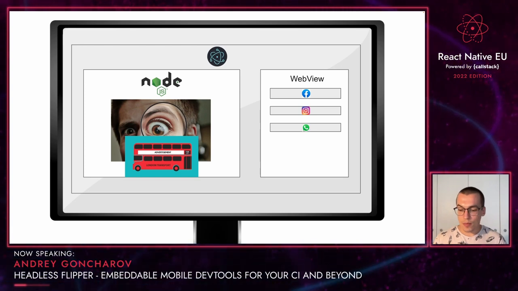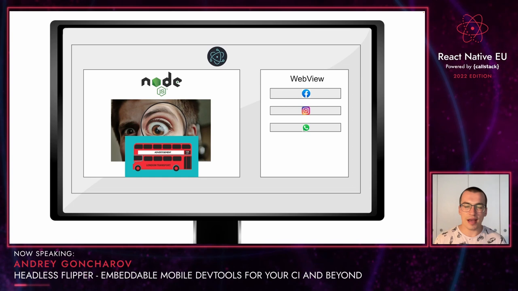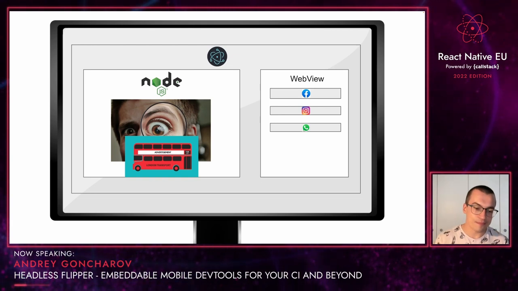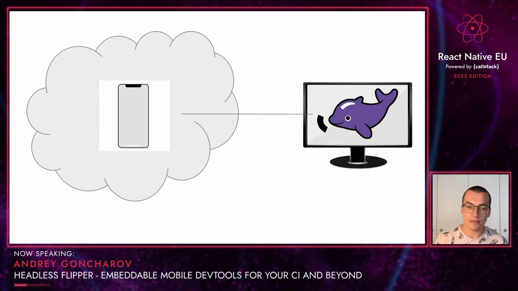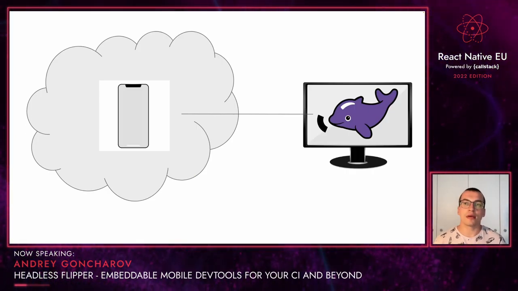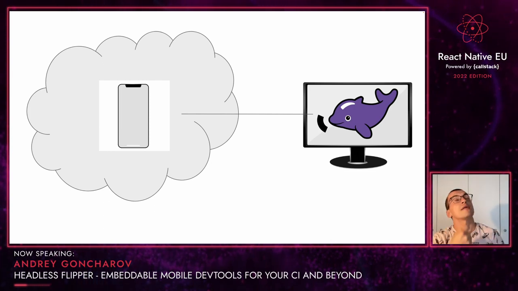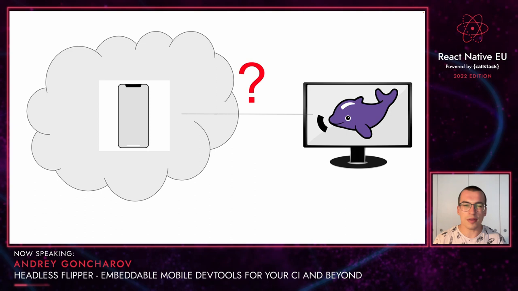And this setup worked quite nicely for a long, long time, but it kind of fails to provide necessary utilities in certain scenarios. For instance, imagine that you run your simulator not locally on your laptop, but somewhere far away, somewhere there in the cloud. How would you connect Flipper to your simulator then?